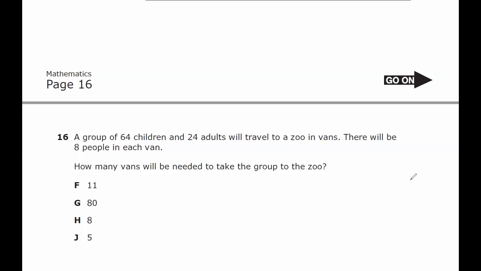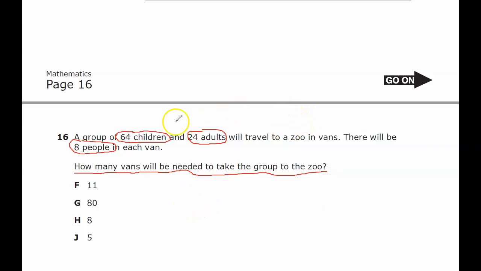Okay, a group of 64 children and 24 adults will travel to a zoo in vans. So we have 64 children and 24 adults. There will be 8 people in each van. How many vans will be needed to take the group to the zoo? Okay.